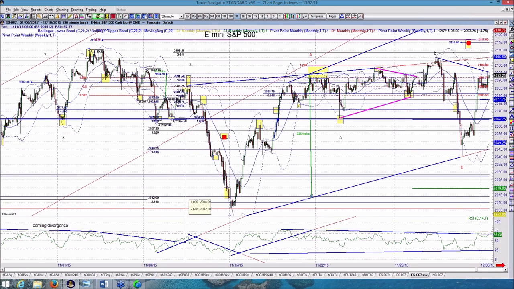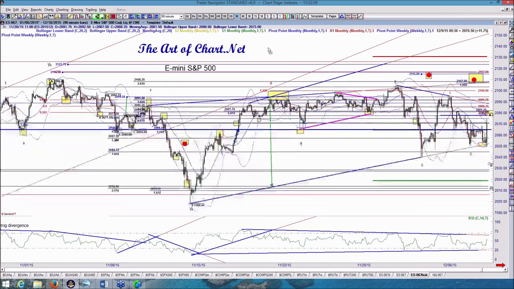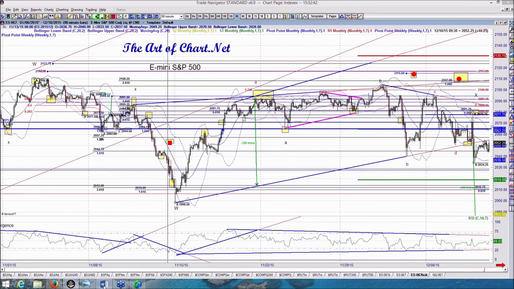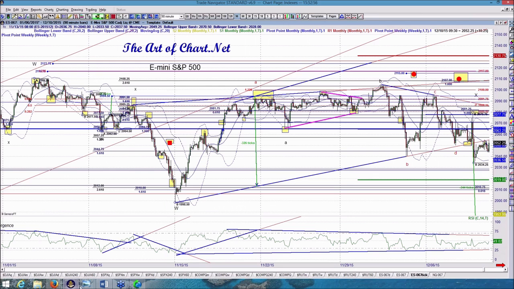So, folks, I hope this has been useful. I wanted to give you a big picture introduction. I think we've covered all of this, really. I haven't talked about triples. Let me just talk about a triple real quick. They don't happen a lot, but they happen. A triple is nothing more than an ABC, an X wave, an ABC, an X wave. Here's an ABC, there's the X, here's the X, here's an AB, an ABC.